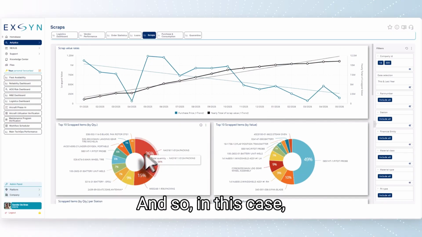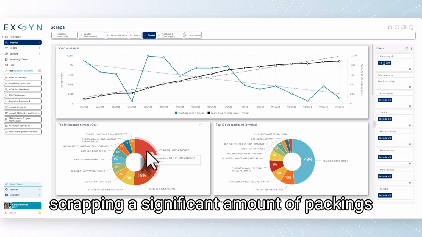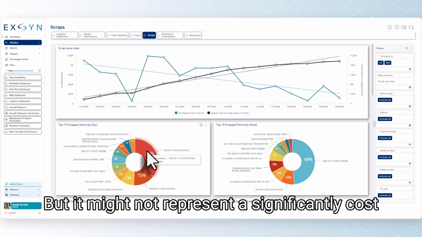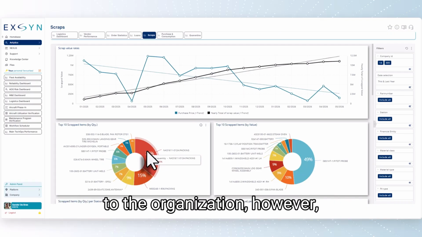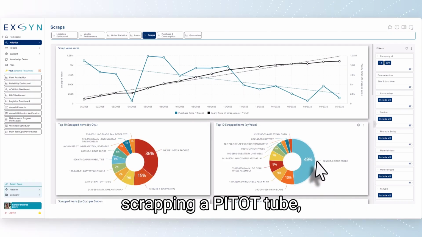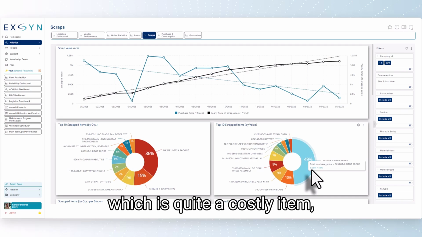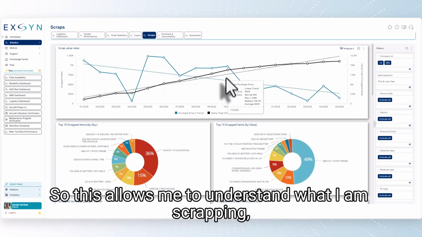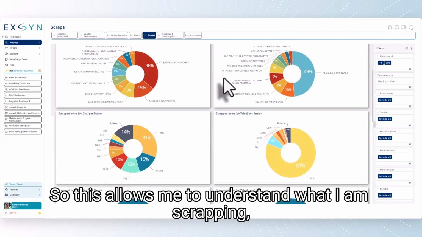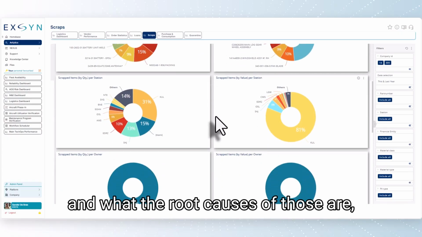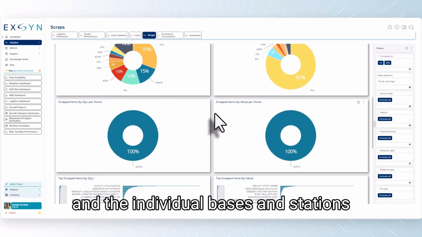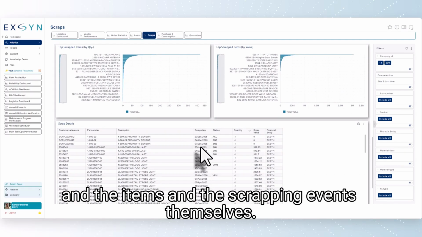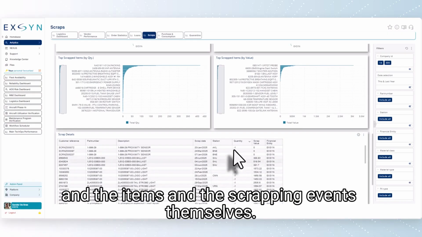So in this case, scrapping a significant amount of packings might be a lot in terms of volume, but it might not represent a significant cost to the organization. However, scrapping a pitot tube, which is quite a costly item, would represent a specific significant cost to the organization. So this allows me to understand what I am scrapping, what the root causes of those are, the individual bases and stations where that happens, the items by value, and the items, the scrapping events themselves.